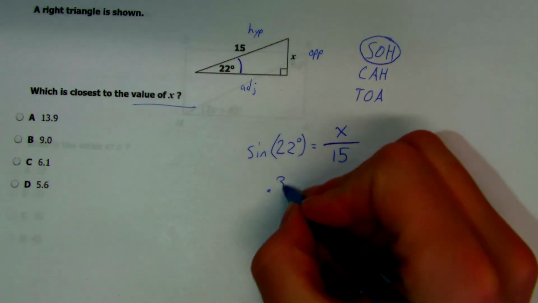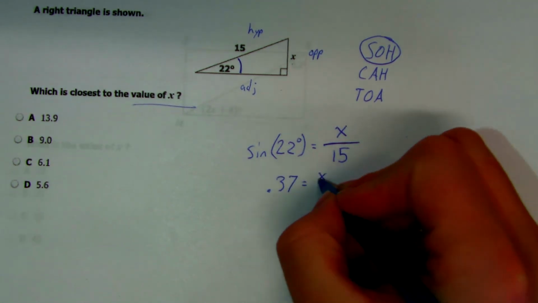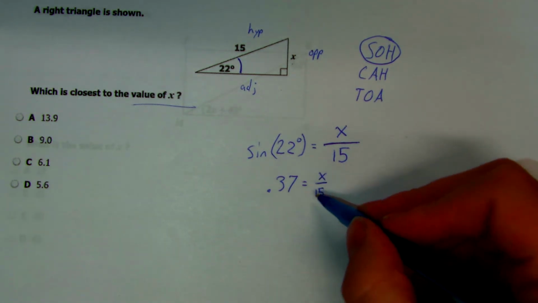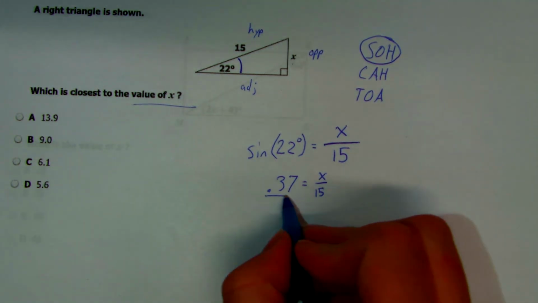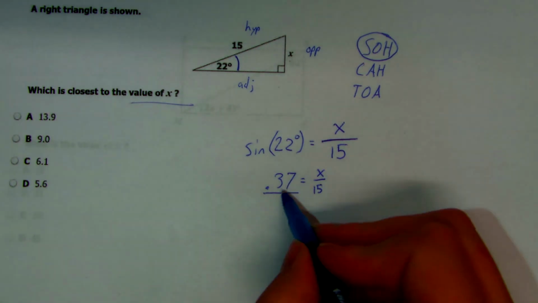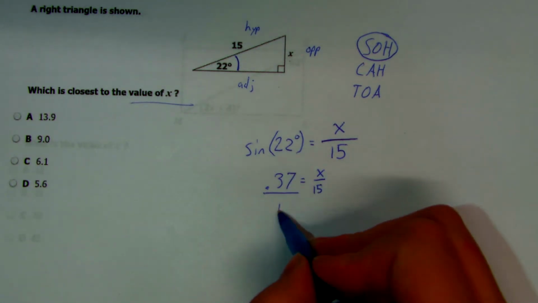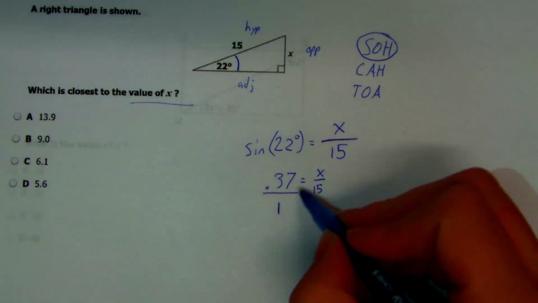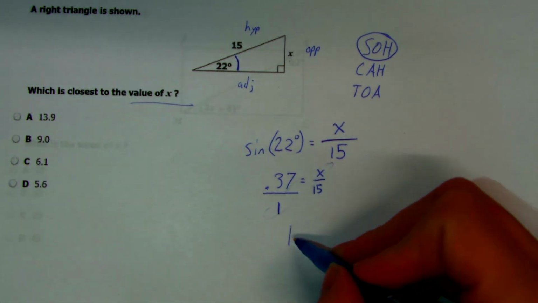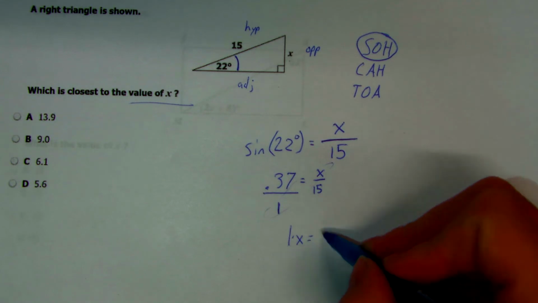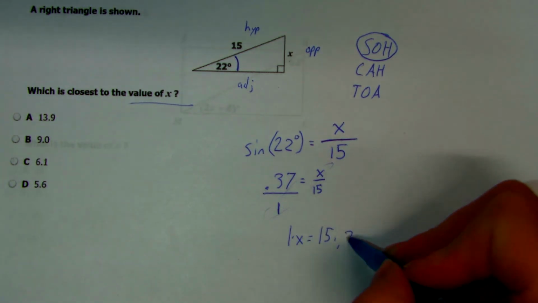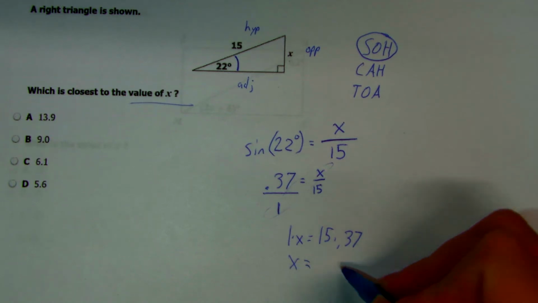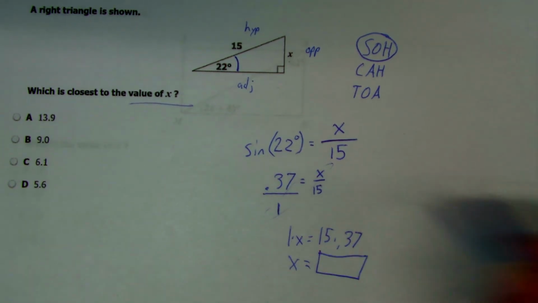So we have 0.37 is equal to x over 15. Now I have a fraction on the right side, and my recommendation is to make the left side a fraction as well. You can take your decimal number, whatever it is, and put it over 1, and now you have a proportion. Take your proportion, you solve it by cross-multiplying. You get 1 times x is equal to 15 times 0.37. Well, 1 times x is just x, and then you use your calculator to do the right side, and that's going to be your answer.